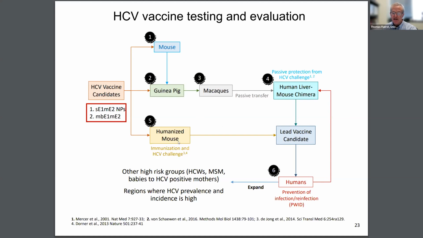We will test for protection in a tiered fashion, first testing with homologous virus challenge, and then testing with more genetically diverse strains. Once our lead candidate is identified, our plan is to demonstrate safety and efficacy in clinical studies using a high-risk patient population of people who inject drugs and show prevention of infection or reinfection, and then the vaccine could then be rolled out to other high-risk groups.